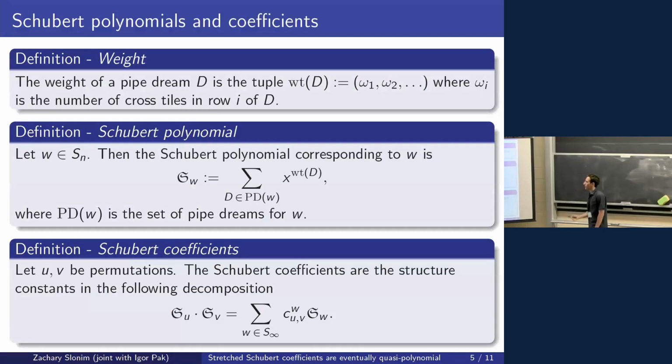So Schubert polynomials, the way that we're going to think of them is as this sum over pipe dreams of x to the weight of the pipe dream, where the weight is the tuple of the number of cross tiles in row i. And then Schubert coefficients, we're going to think of them as the structure constants that happen when we decompose in terms of this basis, as we've seen before.